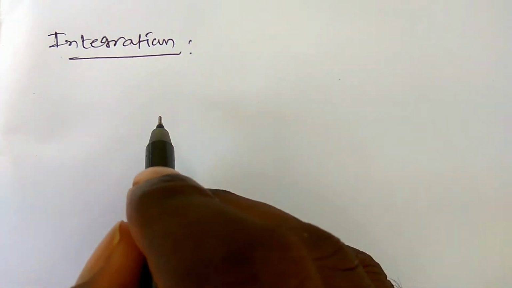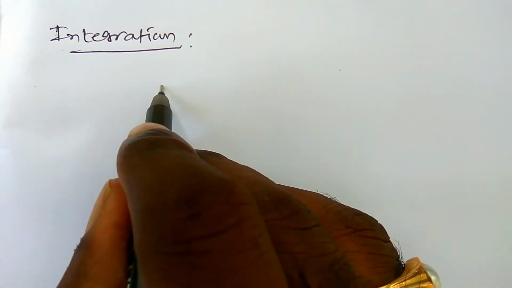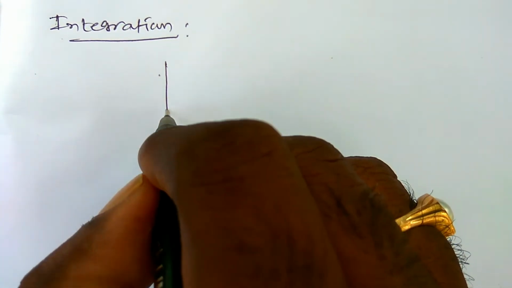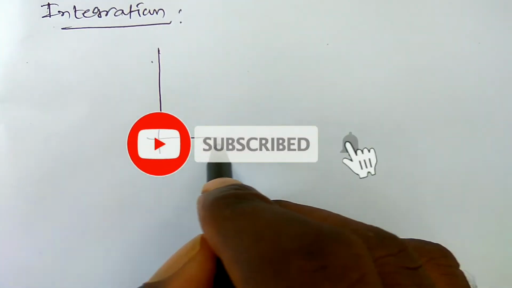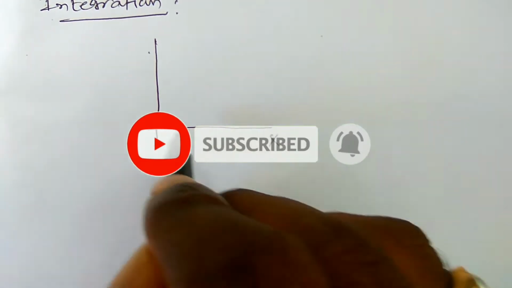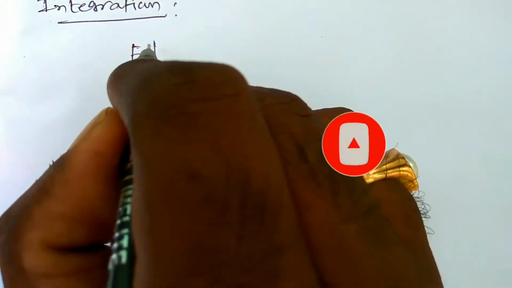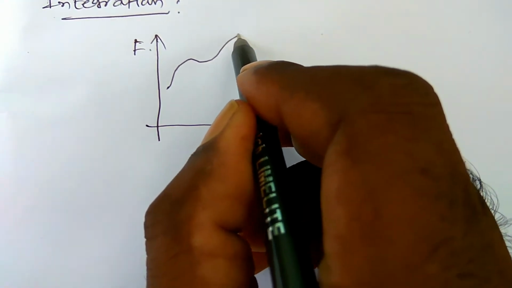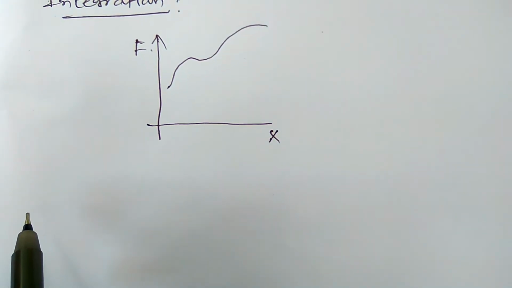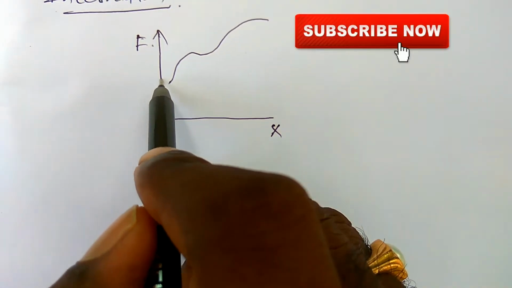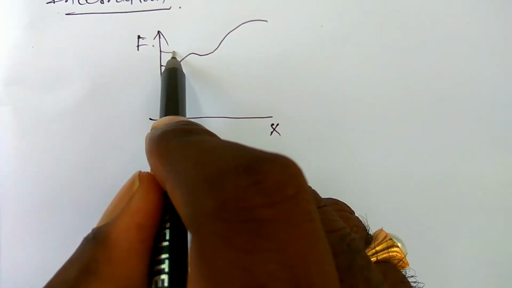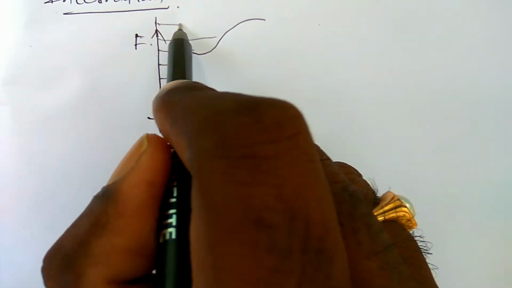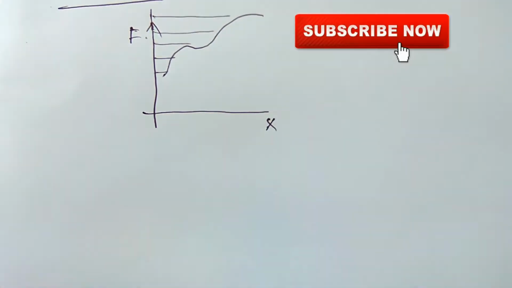So in the integration method, the force will be variable. Okay, force will be variable. From the graph, how can we find the integration? This is x and this is the force. The force will be variable, it will not be constant.